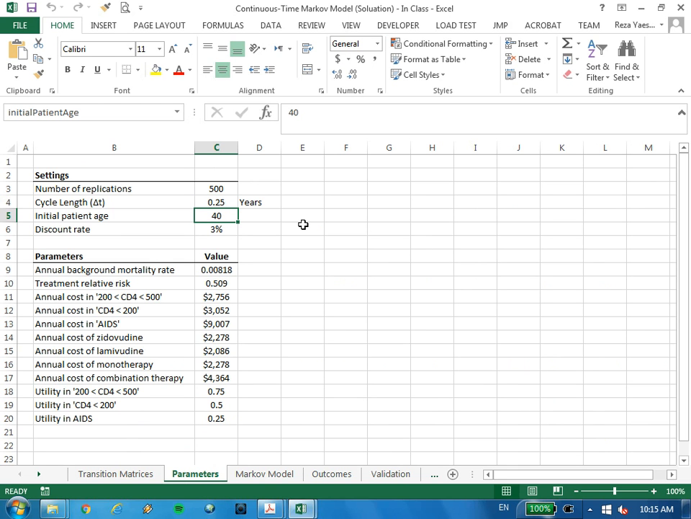Initial patient age can be specified by the user of this model or the decision maker. So this is my cohort. I like to run it from age 40. Now, if I change it to age 10, I probably need to change some of the other parameters, because the mortality rate is different for people of age 10. Or if I change it to 60, I probably need to change some of the parameters. But this is essentially specified by the user.